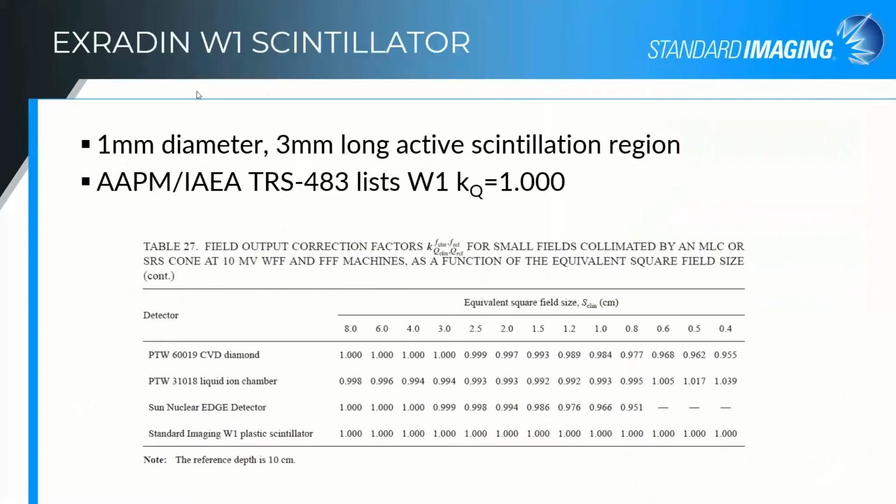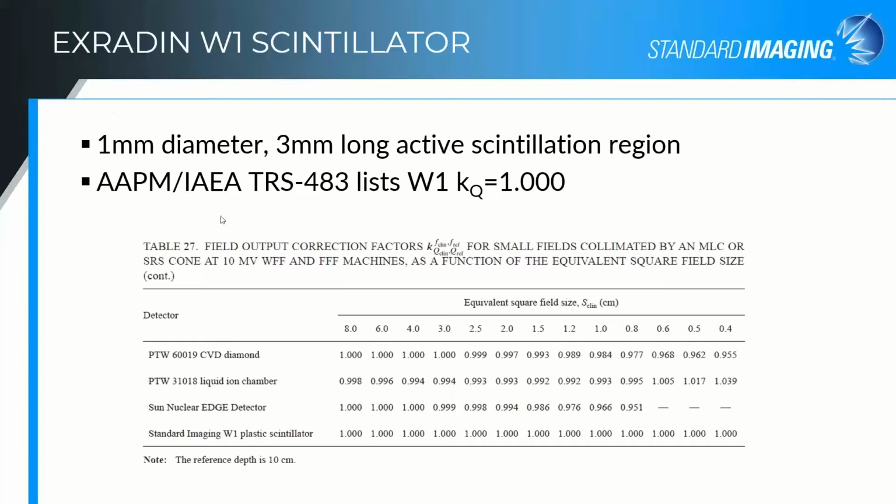So with the W1 scintillator, that was the original device that we developed. It's a 1 millimeter diameter, 3 millimeter long active scintillation region attached to that PMMA optical fiber. It's been on the market for a while now, so there are a fair number of publications about the W1.